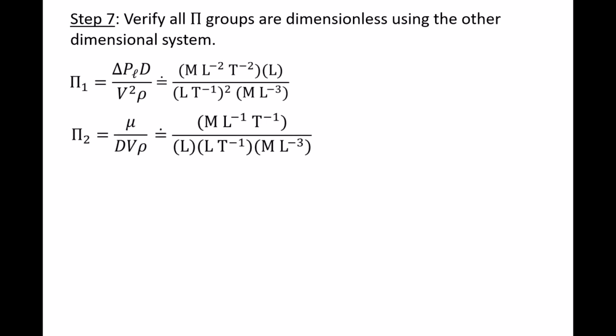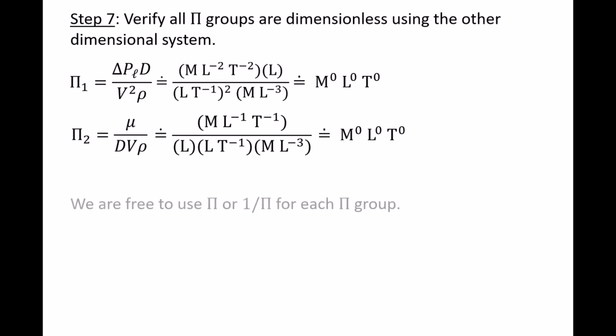in the problem. We list our pi groups and insert the MLT dimensions of all the variables. Delta PL has dimensions of mass, length to the -2, time to the -2, D has dimensions of length, V has dimensions of length per time, rho has dimensions of mass per length cubed, and mu has dimensions of mass per length per time. You can show that all dimensions do indeed cancel out for both pi groups. If you found that any pi group had dimensions, you would need to go back to previous steps to try to find the error. We have some freedom in our choice of pi groups.